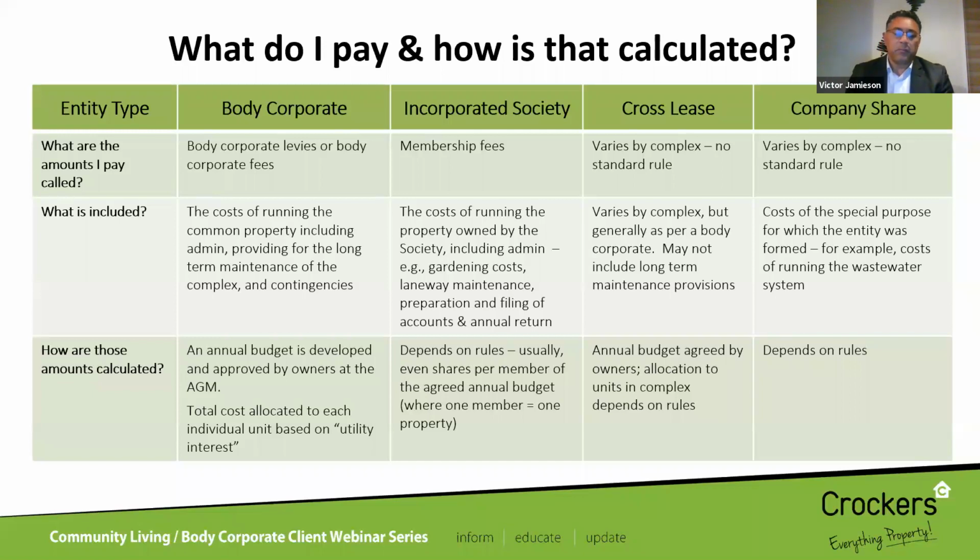Again, starting with the body corporate. So in a body corporate, the utility interest of each unit is expressed as a percentage and then multiplied by the total value of the annual budget. Each unit will have its own utility interest. That's set out in the title of the unit and in the unit plan. Can be varied, but it's quite a process. So if it's happened in your building, you'll pretty much know about it. And there's a bunch of rules, again, in the Unit Titles Act around fairness, approval, and so on.